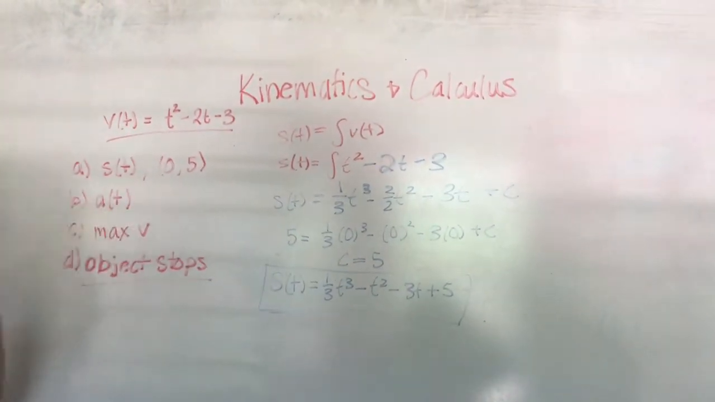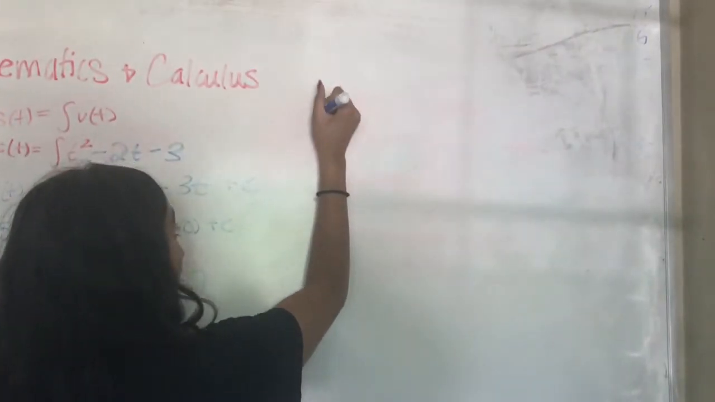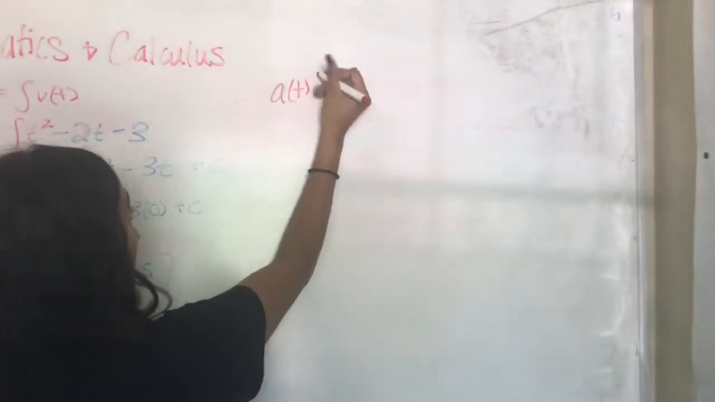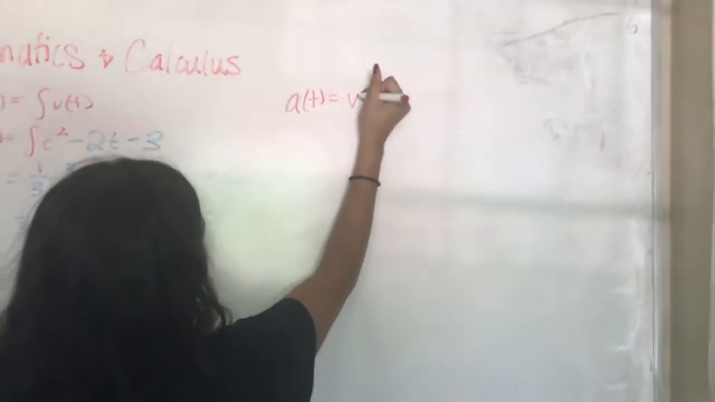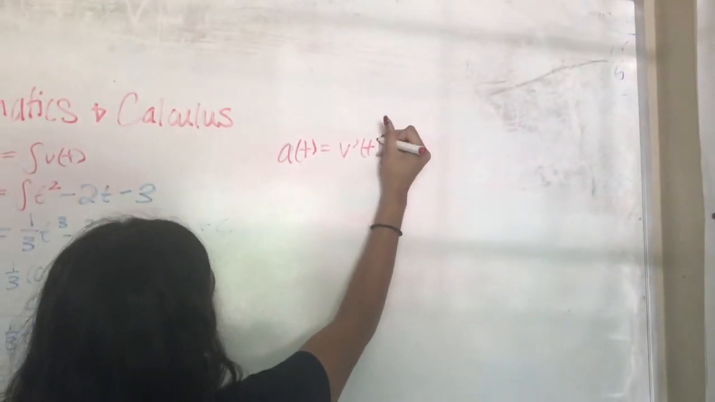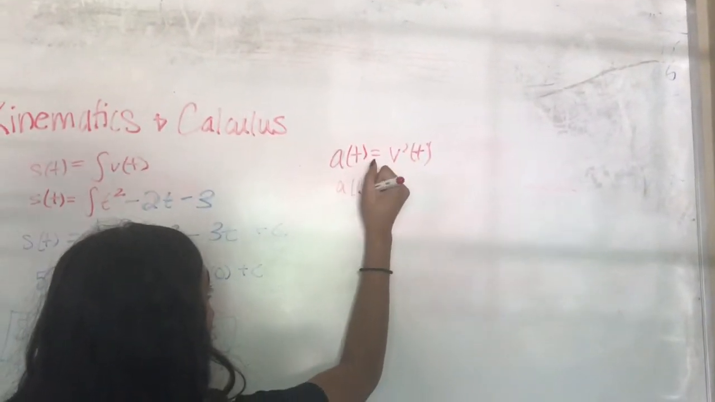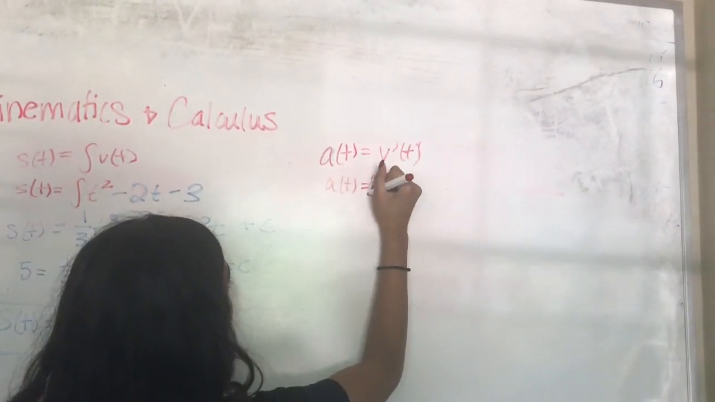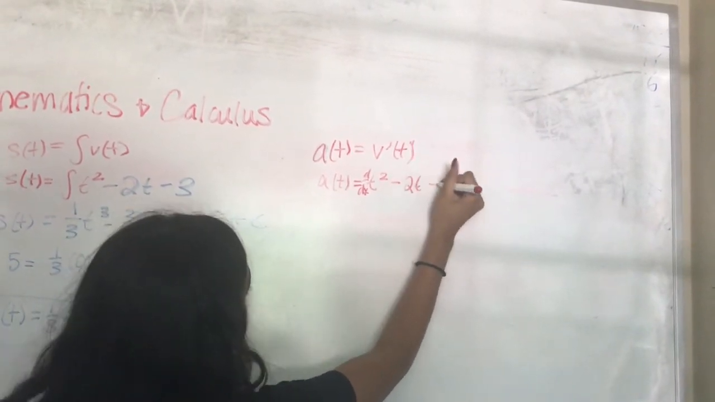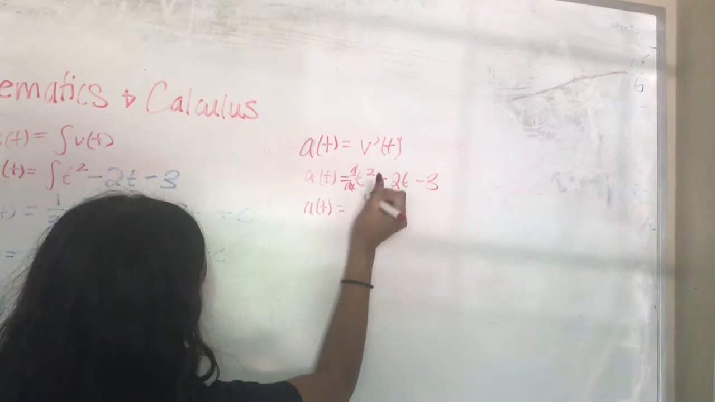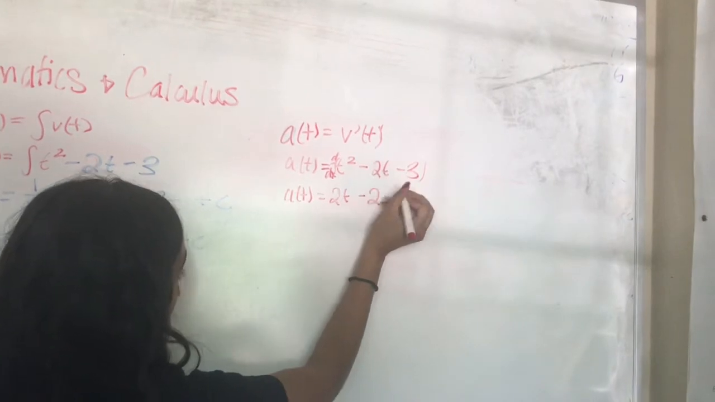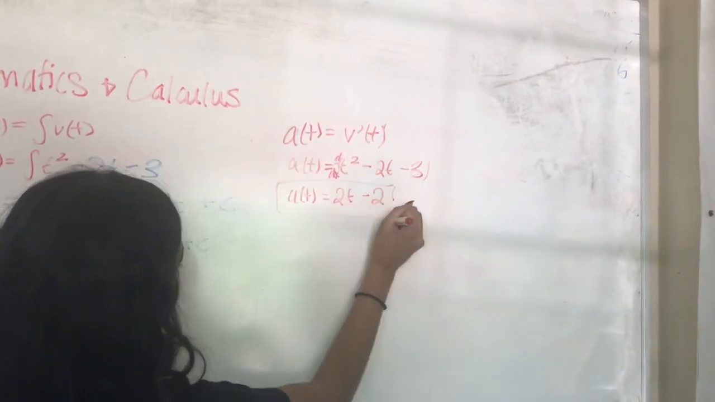Another thing you can find is acceleration. So over here I'm going to do acceleration. Acceleration is the derivative of velocity. So that means you take this equation over here and then you find the derivative. So a of t equals the derivative of t squared minus 2t minus 3. So that means a of t equals, you pull down the 2, so 2t minus 2. And then that's going to be your acceleration equation.